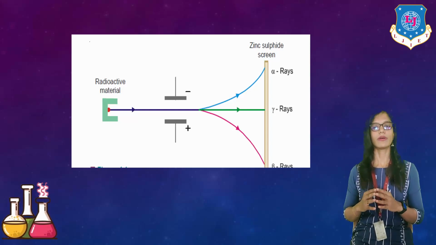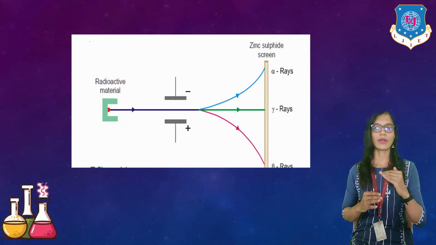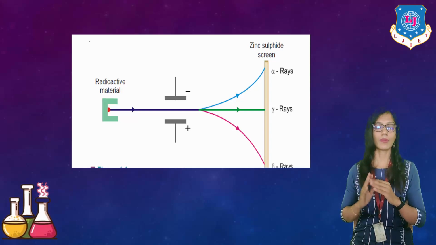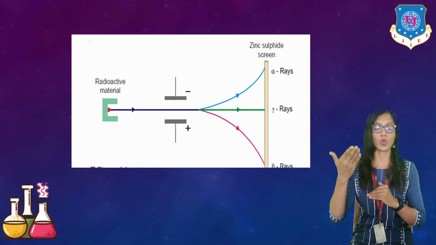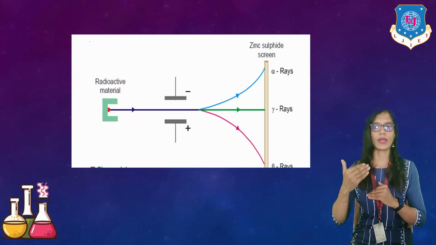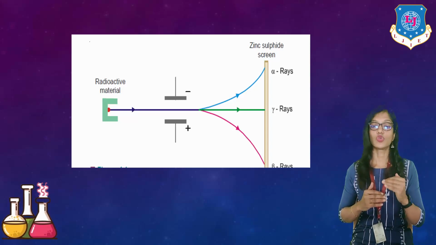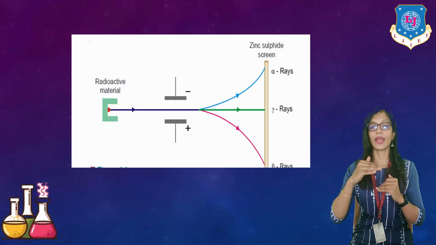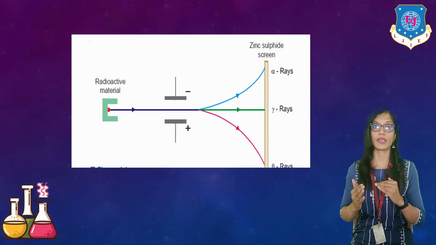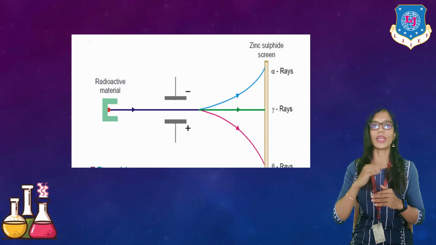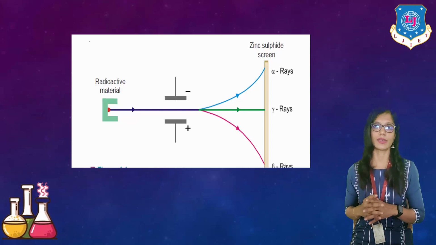So what will happen here? One will get attracted towards the negatively charged plate. So we can understand that the positively charged one will be attracted towards the negative plate. That is termed as alpha rays. The second one will become attracted towards the positively charged plate, so it contains a negative charge. It will be known as beta radiation or beta rays.